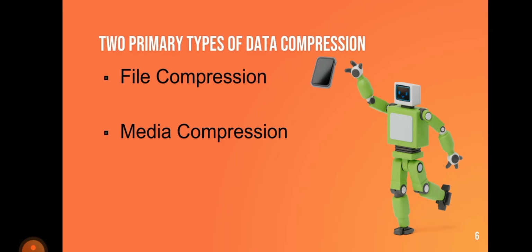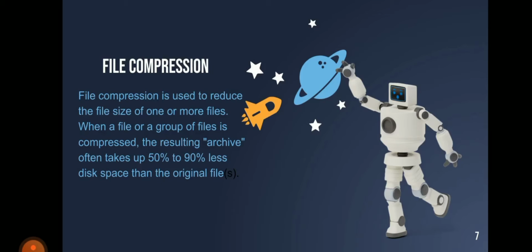Two primary types of data compression: file compression and media compression. File compression. File compression is used to reduce the file size of one or more files. When a file or a group of files is compressed, the resulting archive often takes up 50% to 90% less disk space than the original files.